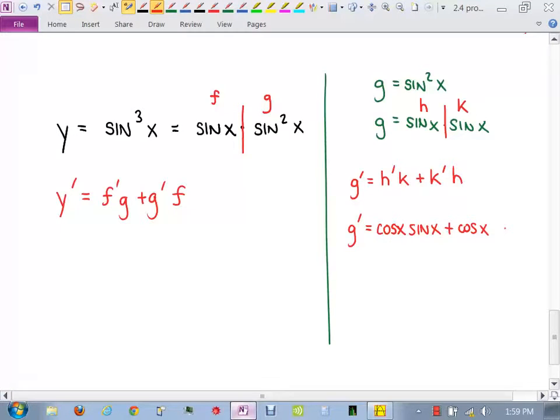Cosine x times h, which is sine x. I don't know. Those are the same thing though, right? Cosine x, sine x? There's two of them being added together. So isn't that 2 cosine x sine x? And that's g prime.